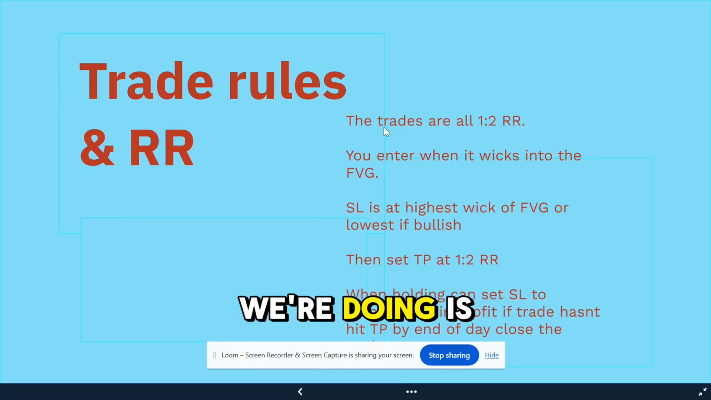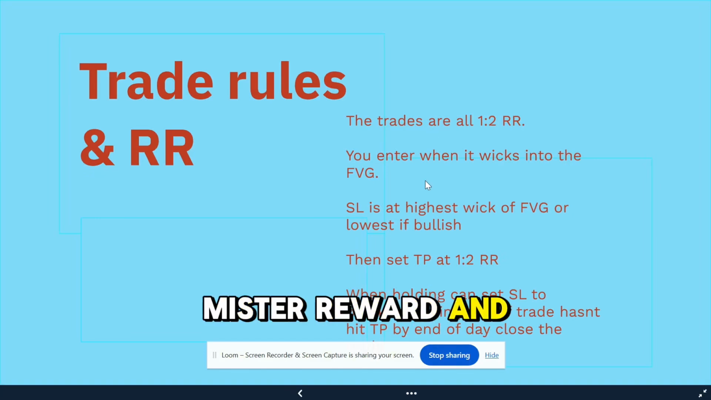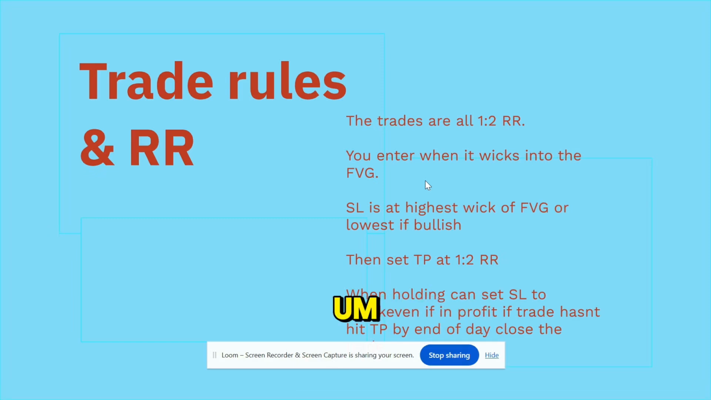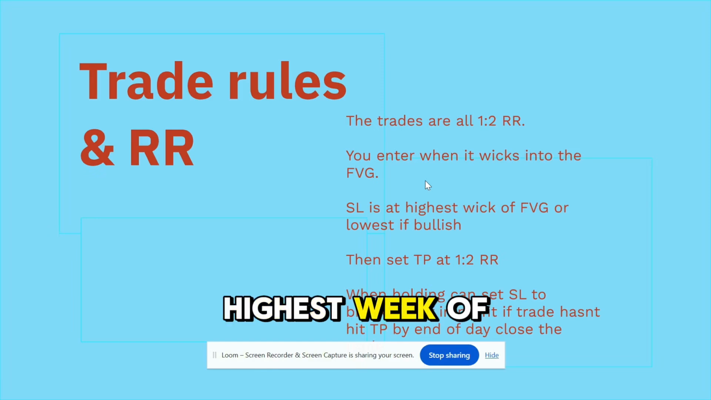But what we're doing is all of the trades are a 1 to 2 risk to reward. And you enter as soon, like I just said, as it wicks into the fair value gap. That is when you enter. And your stop loss is the highest wick of the fair value gap, or the lowest if bullish. I'll show you. It'll be easier to show in a second.